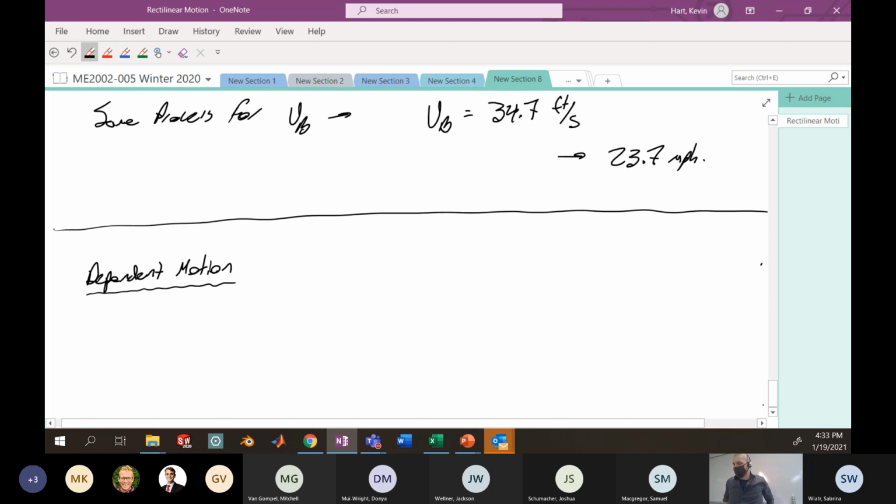Okay. And so previous examples, particles were moving independently.